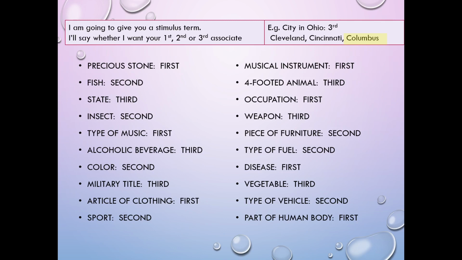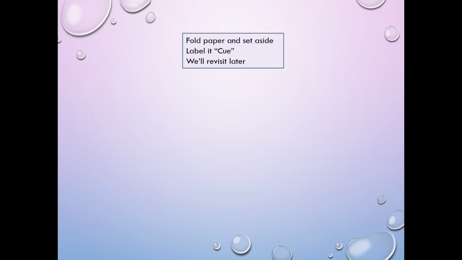So if you need to pause me again right now and make sure you've got all of your associations written down, go ahead and do that. All right, I'm going to assume you're all back, or we're just watching. Now, what I want you to do is fold that paper, set it aside, and write on it the word cue, because we're going to come back to that later in this chapter's set of lectures, and you'll see why that was important later.